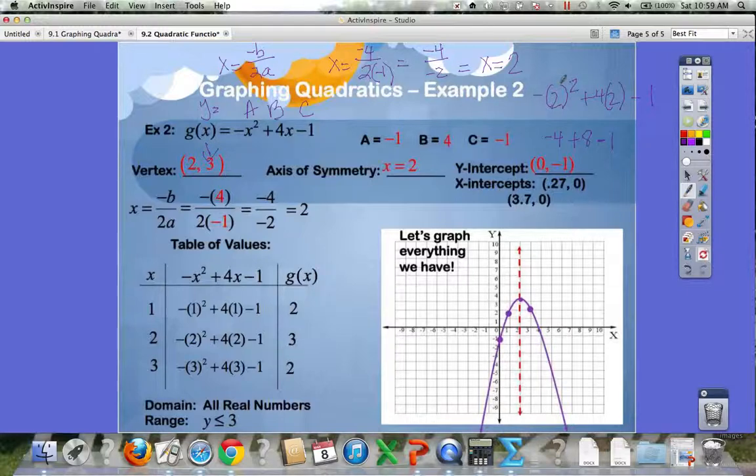So be very careful. That negative in the front is not what's being raised to the second power. That's why you must use parentheses. Otherwise, it's going to give you the wrong answer.